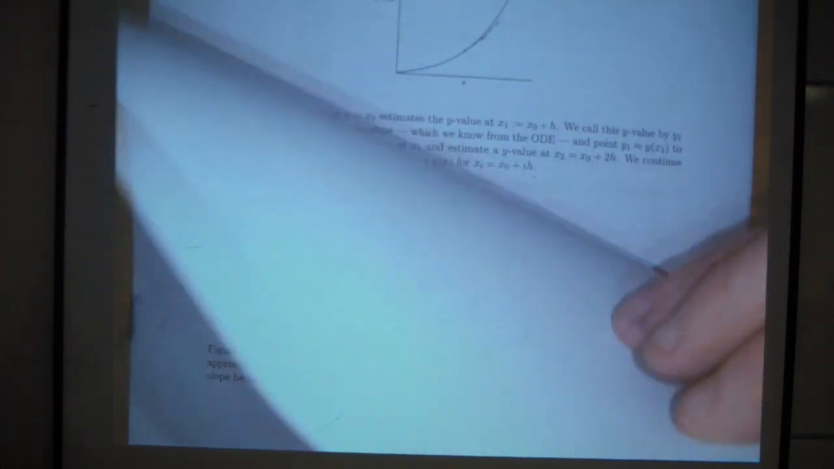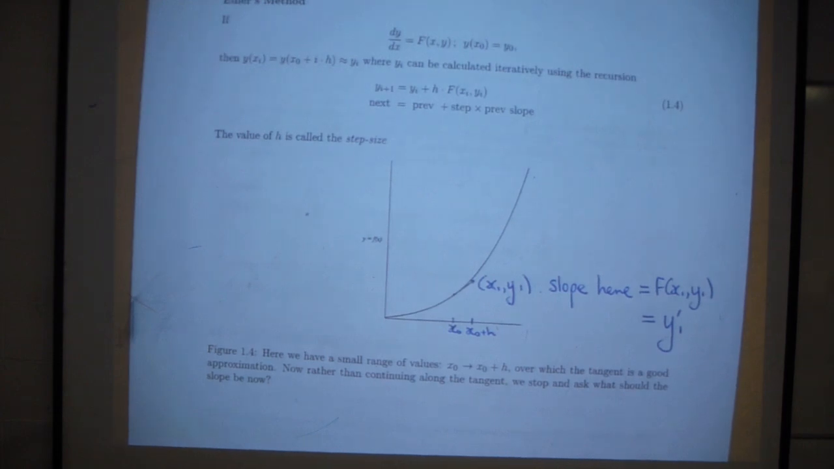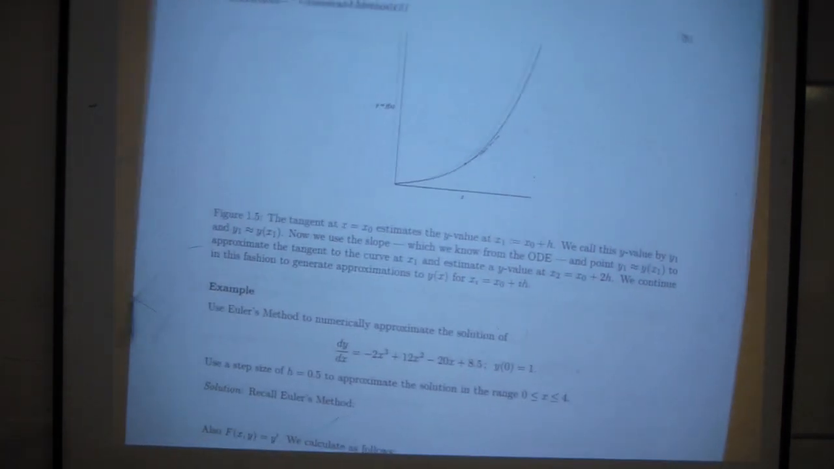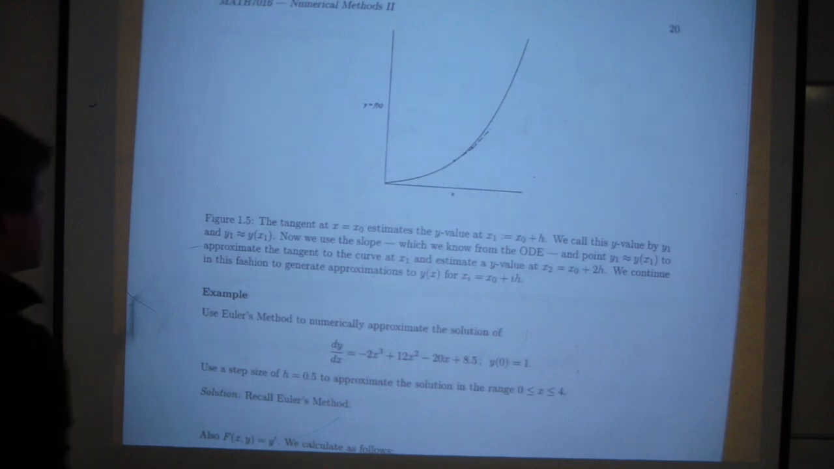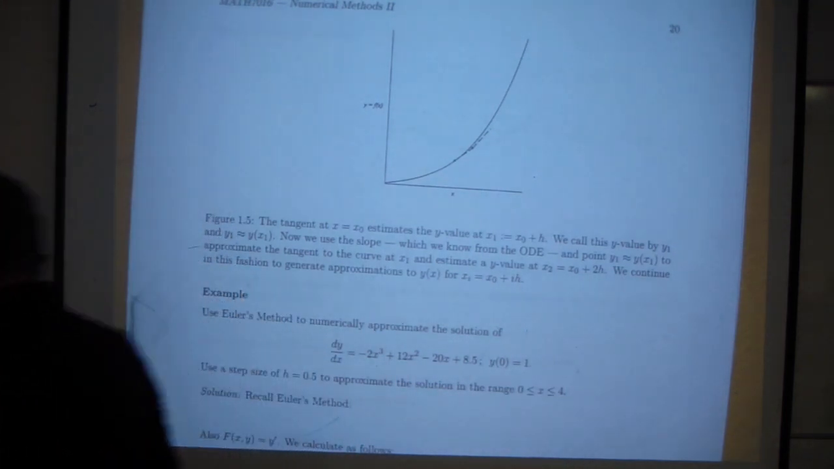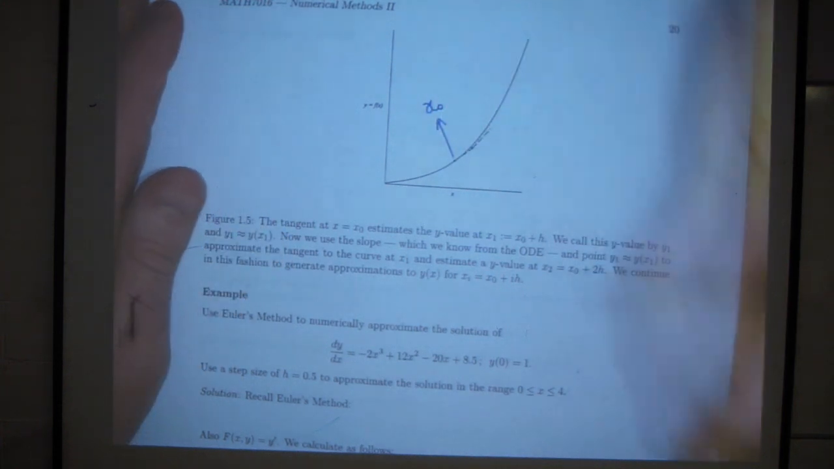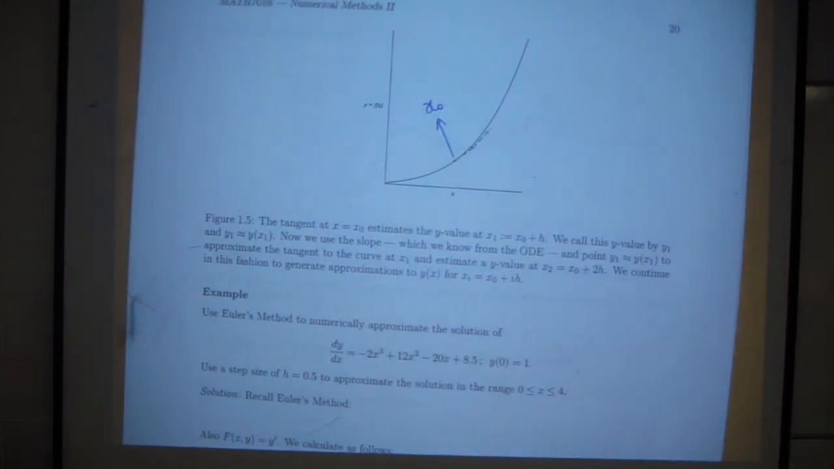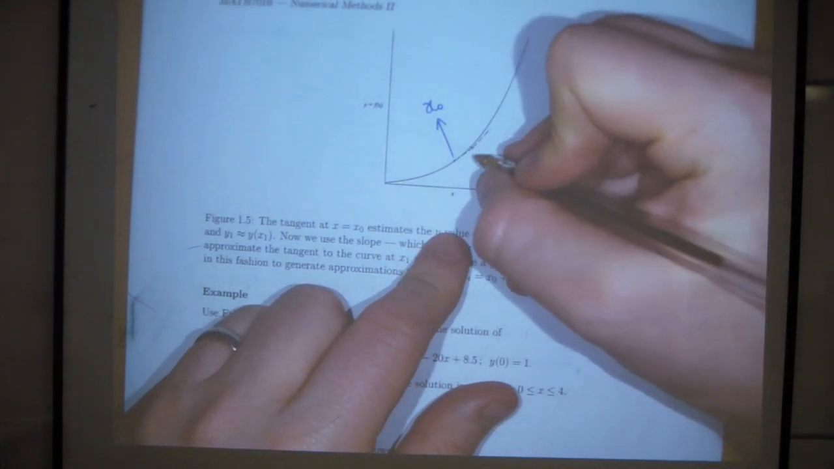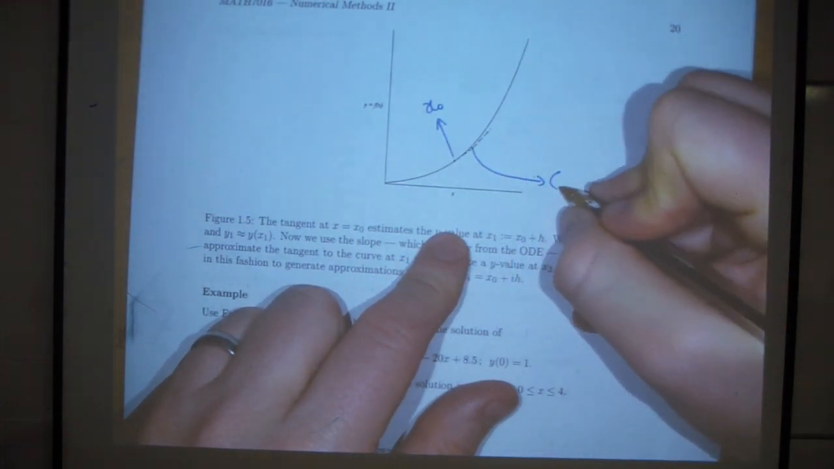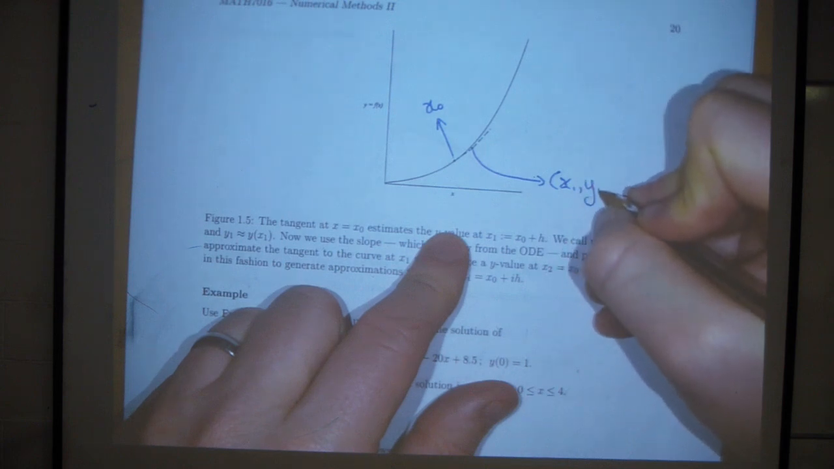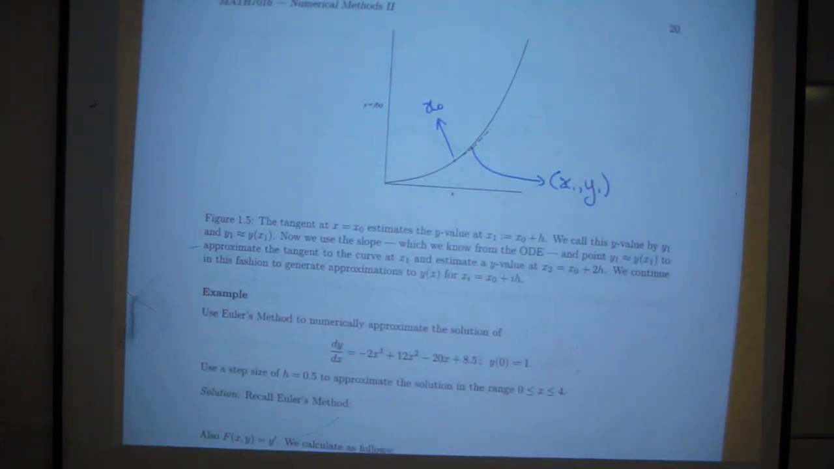So these pictures are actually going over what we've done. Here we see the picture like this. The tangent at x equal to x0, so this is x0 here, estimates the y value at x1. So that is the point here, the point x1, y1. We call this y value y1, and y1 is an estimate of the true value of y at x1.